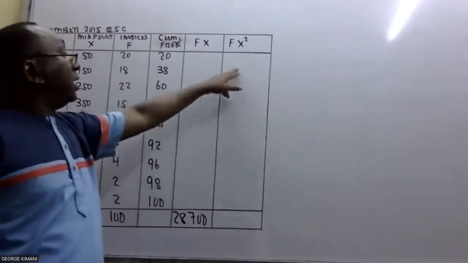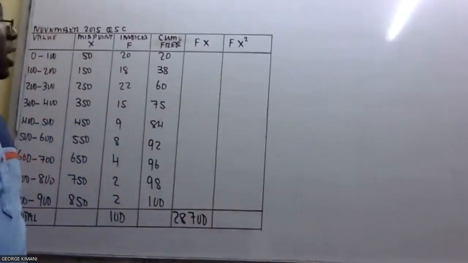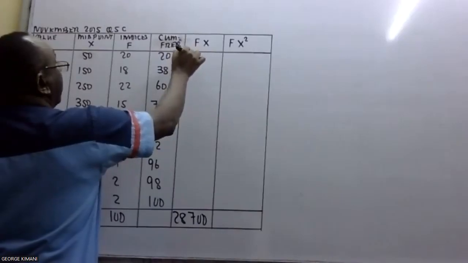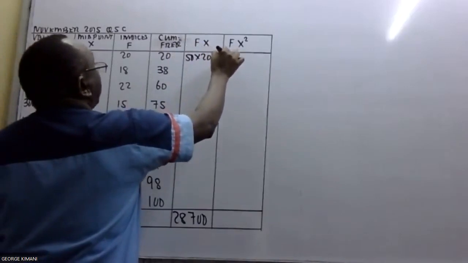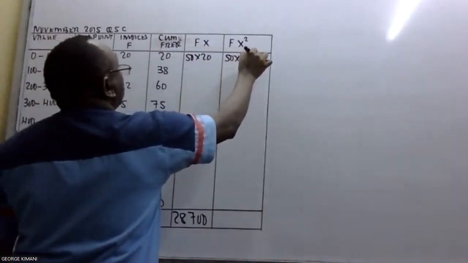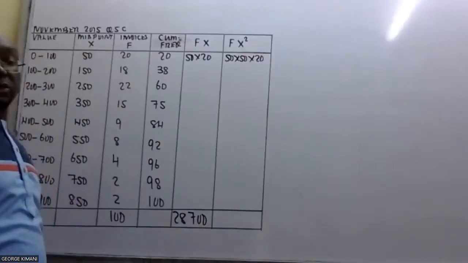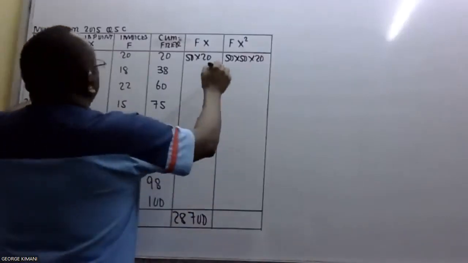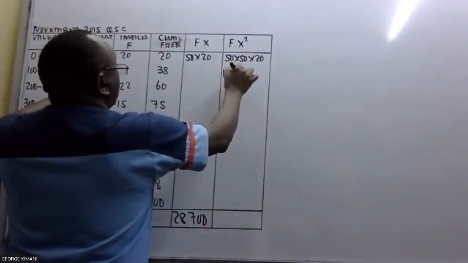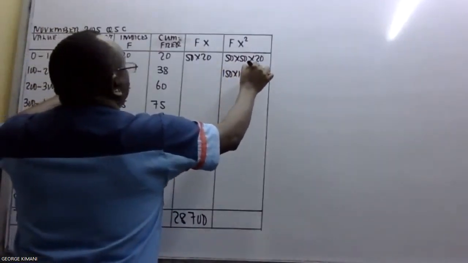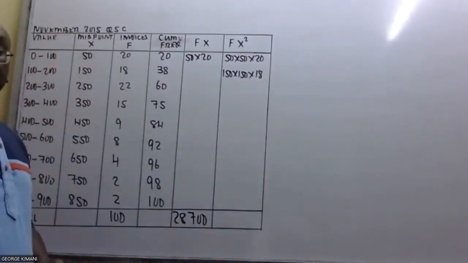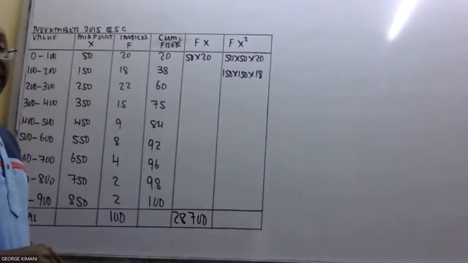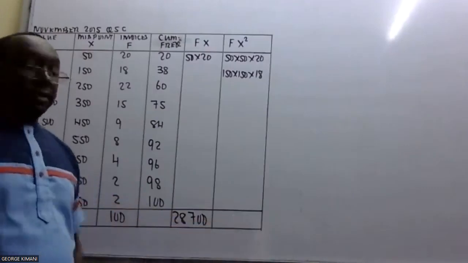Let's now go here and give me the total. And remember, here you had said 50 times 20. Now here it is 50 times 50 times 20, because x is squared. Then here it is 150 times 150 times 18. Those values are huge. You can just put them in the calc and give me the answer straight.